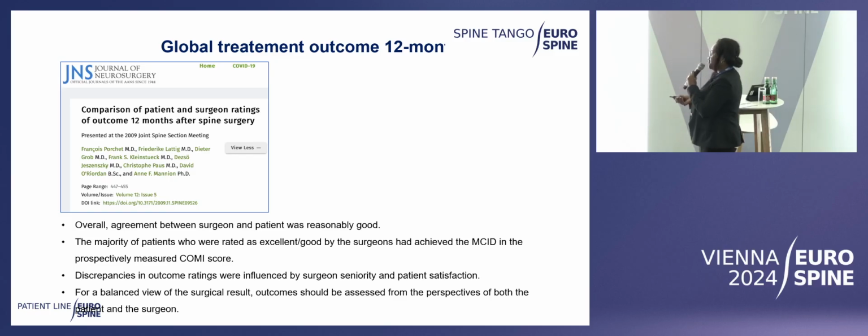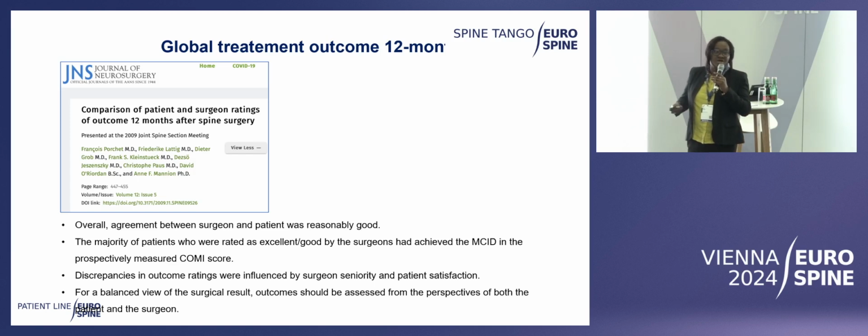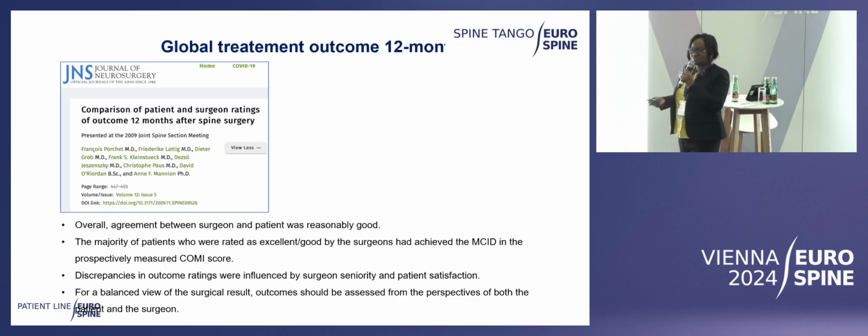So you find that sometimes you have discrepancies in outcome ratings which are influenced by the seniority of the surgeon or the patient satisfaction. And there are various things that could happen, because you might solve one problem for the patient and they have a different problem which might affect their satisfaction scores. But in general, we're able to get a good idea of how they're responding to the treatments that they've received. So we're able to get a balanced view of the surgical results and outcomes, which can be assessed from both the perspective of the patient and the surgeon.